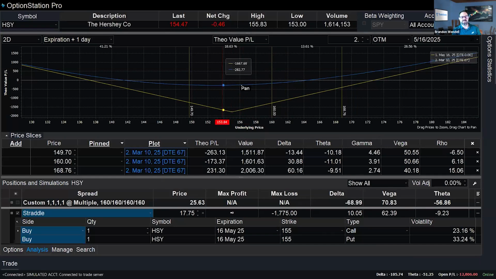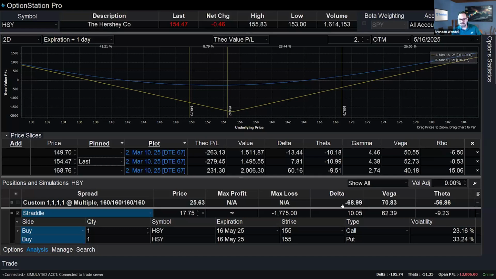Well, you can see on this curve in my price slices, let's see, this was last price. So if nothing moves, except for time goes by, we're going to lose roughly $280. Which is obviously not something we want to have happen. And it's not likely to just stay still. As we saw, Hershey tends to move in the trend for a little while.